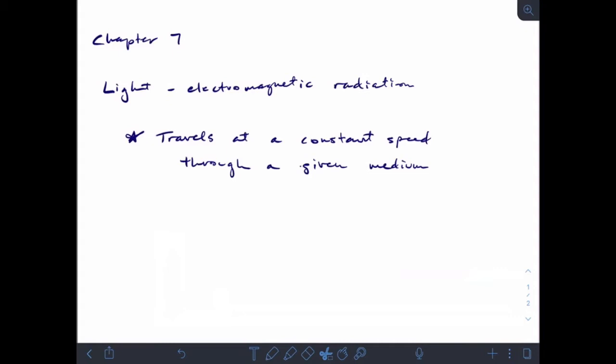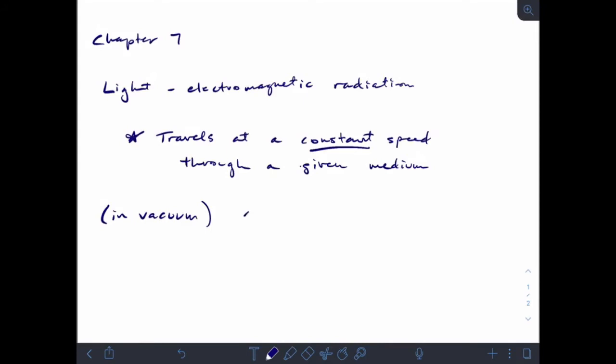So in order to get to that point, we have to back up and start with light, because this is how physics began to develop the understanding that gave us what we know about atoms and electrons. So light is simply electromagnetic radiation. And the important thing about light is that it travels at a constant speed through a given medium. For the purposes of this chapter, we're talking about that speed in a vacuum.